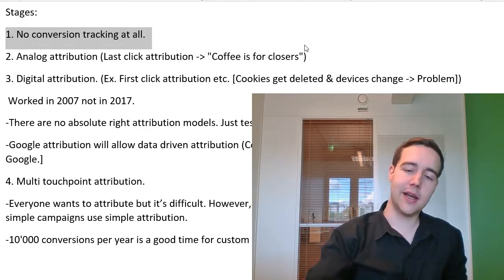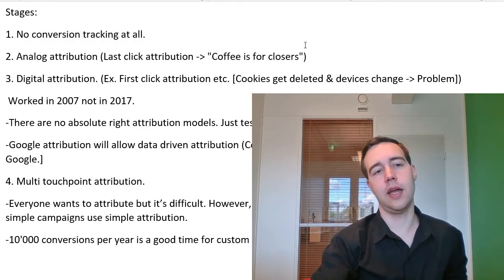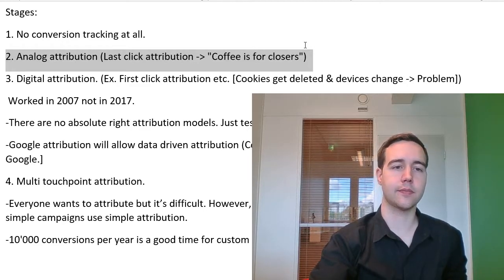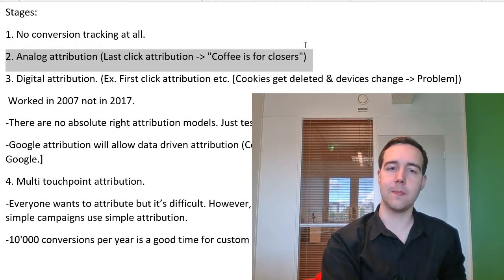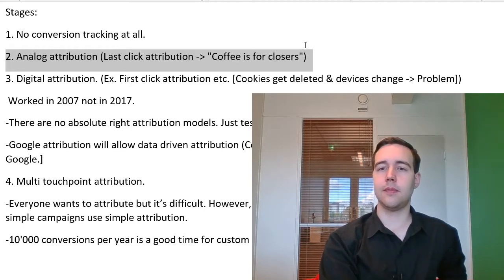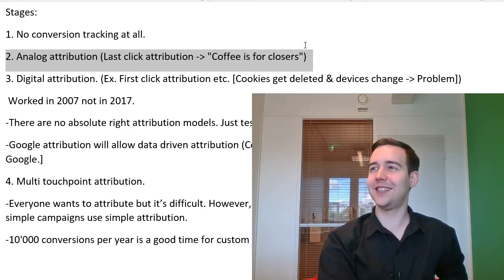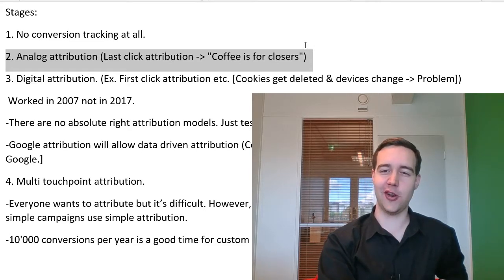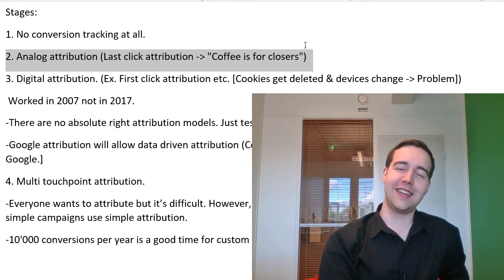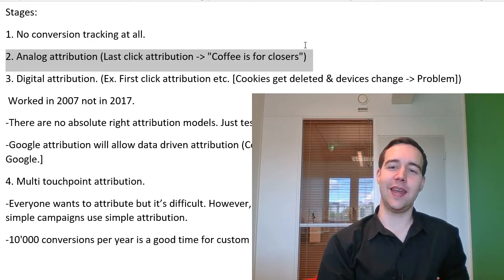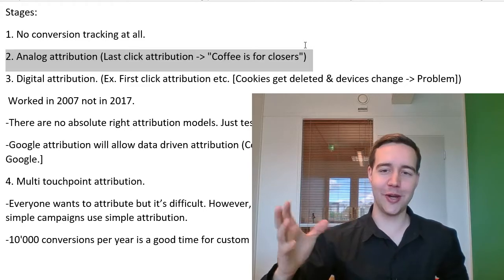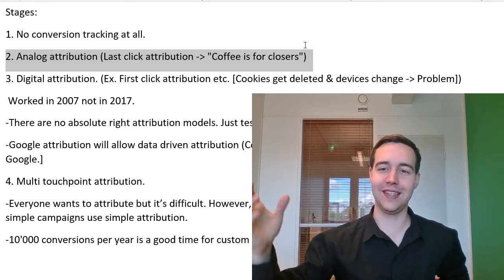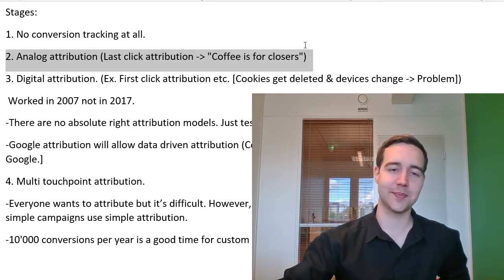But let's assume most of you have this analog attribution. So this is the so-called last click attribution, the default. So the funny thing here is, like, coffee is for closers. Many of you might know that. So this is like the full attribution. All the glory goes to the one who brings in the sale in the very last part, even though the other parts might have played a part of it.